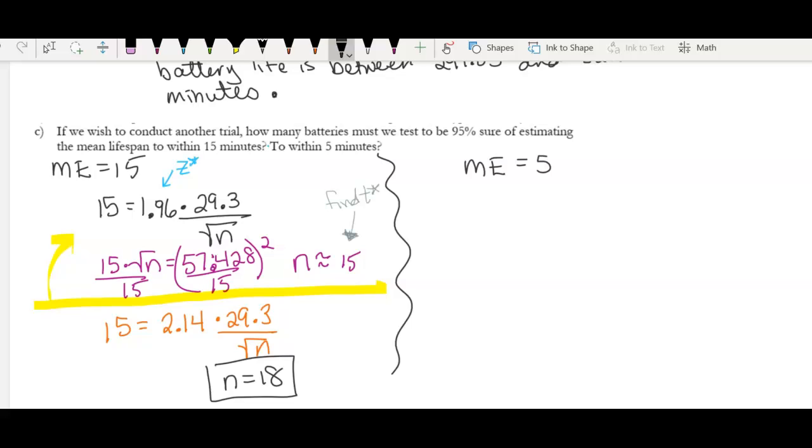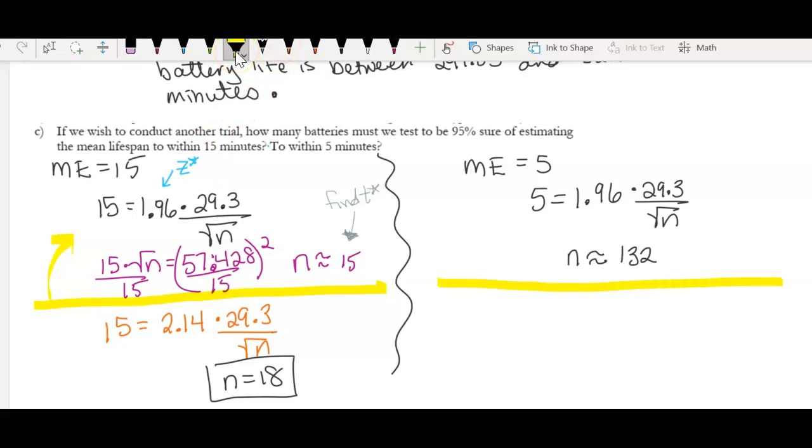Okay, all right. What I'd like you guys to do is try this same process for a margin of error of 5 and see how you do. Okay, so you start off with your critical Z of 1.96, and you should get about 132 as a sample size. So that's the estimate. Now we're going to find the actual critical t of that.